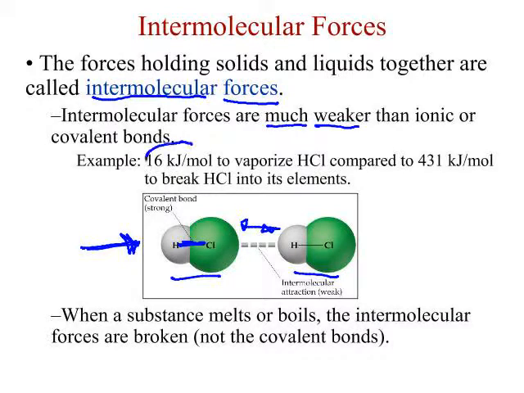it takes only 16 kilojoules per mole to vaporize hydrogen chloride, meaning if we had pure hydrogen chloride in a vessel and we applied energy to it, it would require 16 kilojoules per mole to vaporize, to change it into a gas, or in other words, to break this attraction between the molecules. Because really, when something goes from a liquid to a gas, you have to break the intermolecular forces of attraction working between the molecules. So to do that for HCl would take 16 kilojoules per mole.